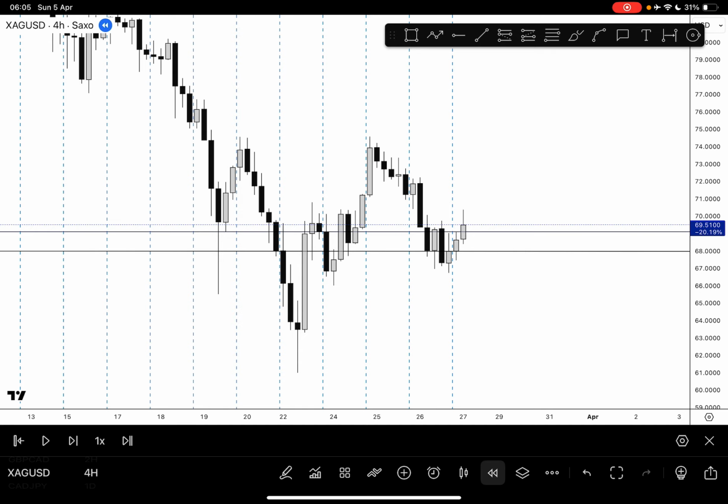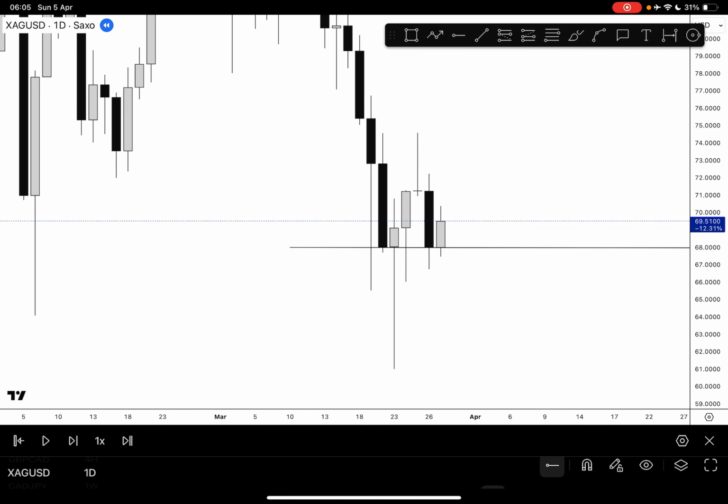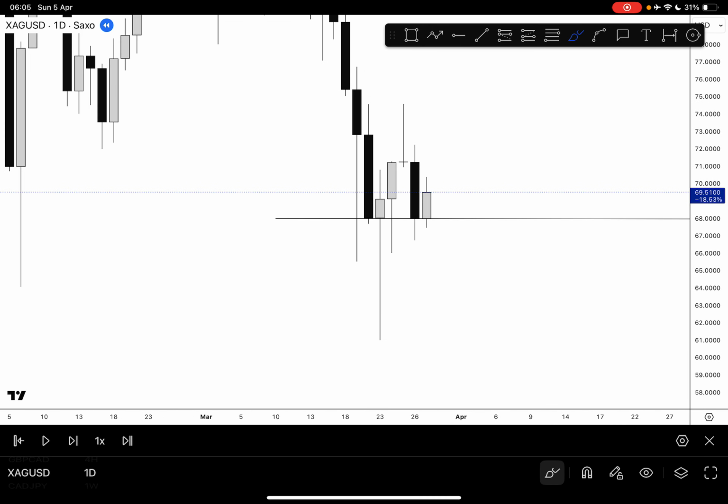Now what is this? This is perfect. We've come into a daily level. Now watch closely. Can you see the daily level right there? This is our daily level, right? This is the daily level right here.